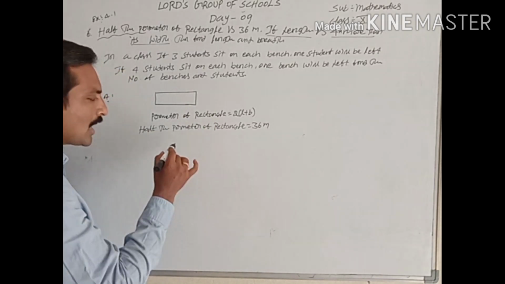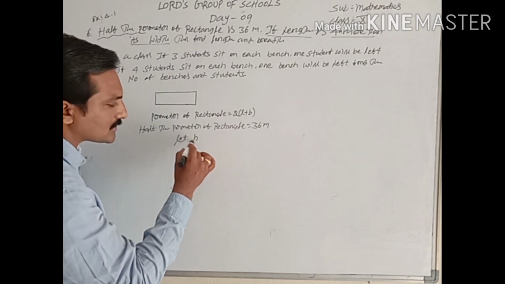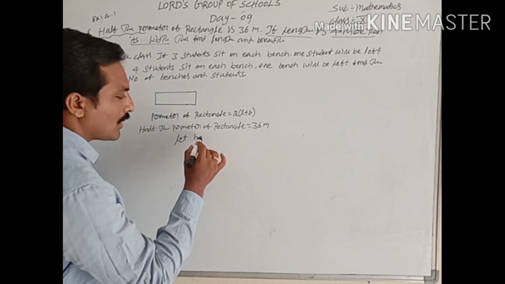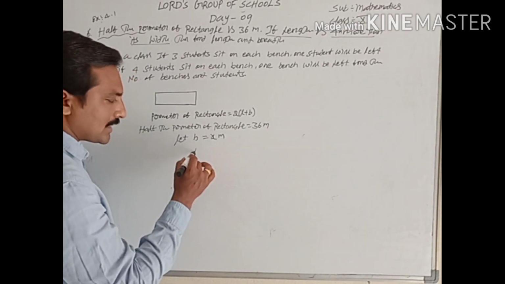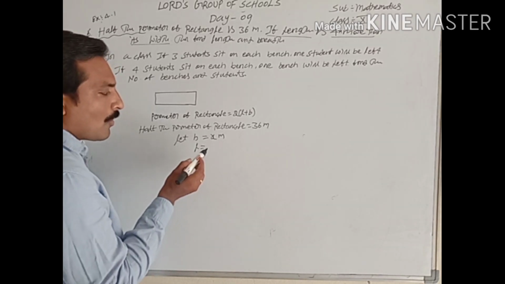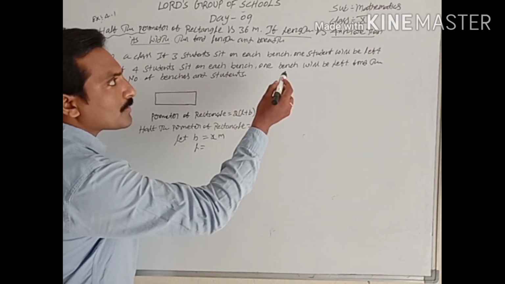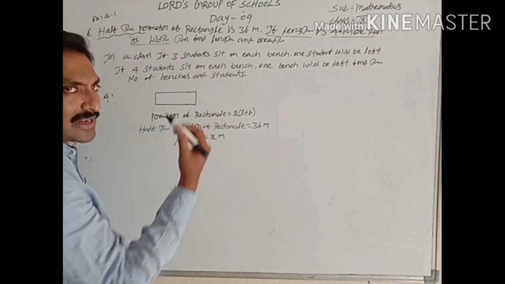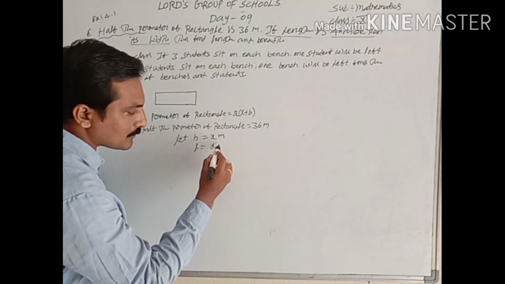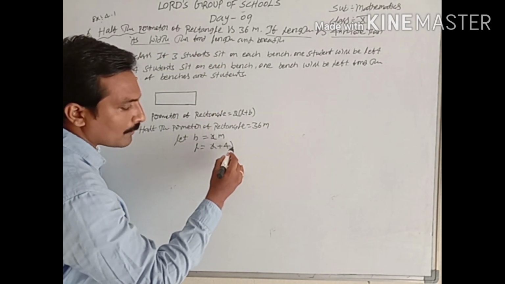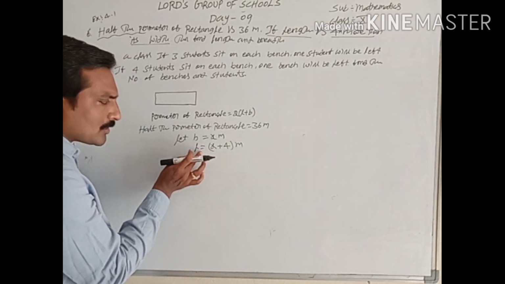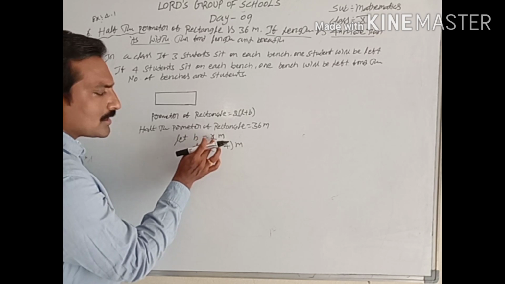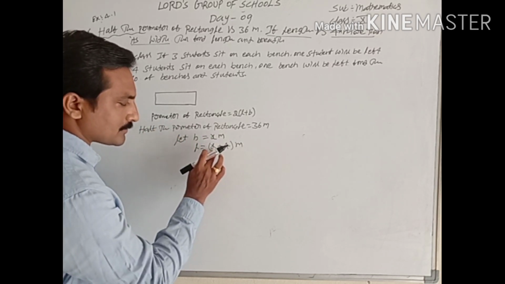In this case, let the breadth, which is nothing but the width, be x meters. Then what is the length? It is 4 meters more than the width, so x more means plus 4. Breadth is x, length is x plus 4.